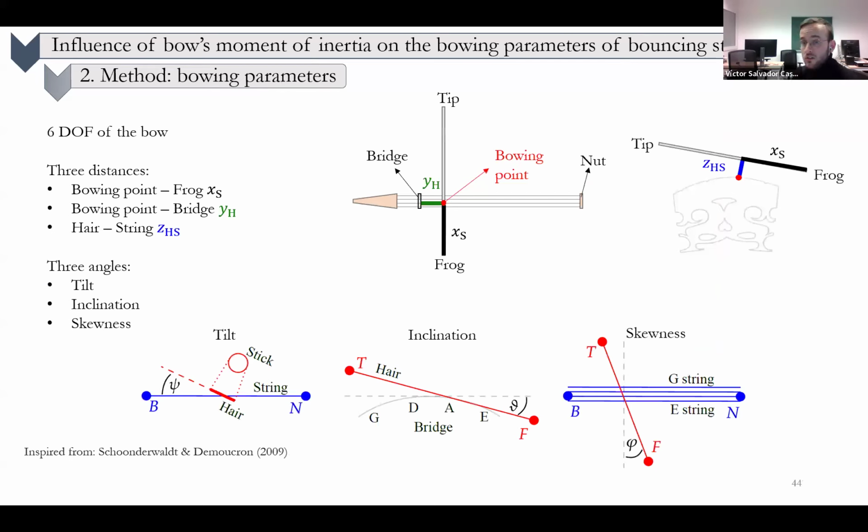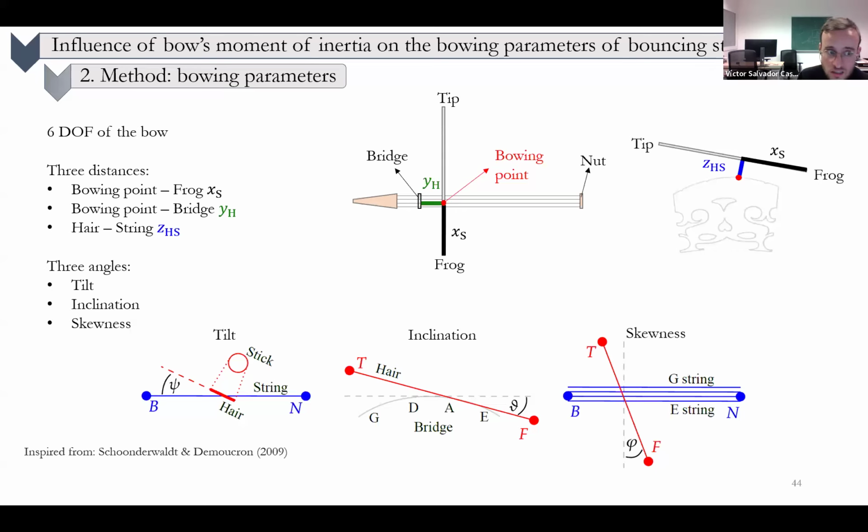It's not me who called it that. Schoonderwaldt and Demoucron in the past already worked on that, and beforehand it was Askenfelt. So these are the bowing parameters. What we call bowing parameters are the degrees of freedom of the bow related to violin playing. Okay, so degrees of freedom, I mean in the position. By knowing these six parameters, we can position the bow and its orientation in space at every moment.